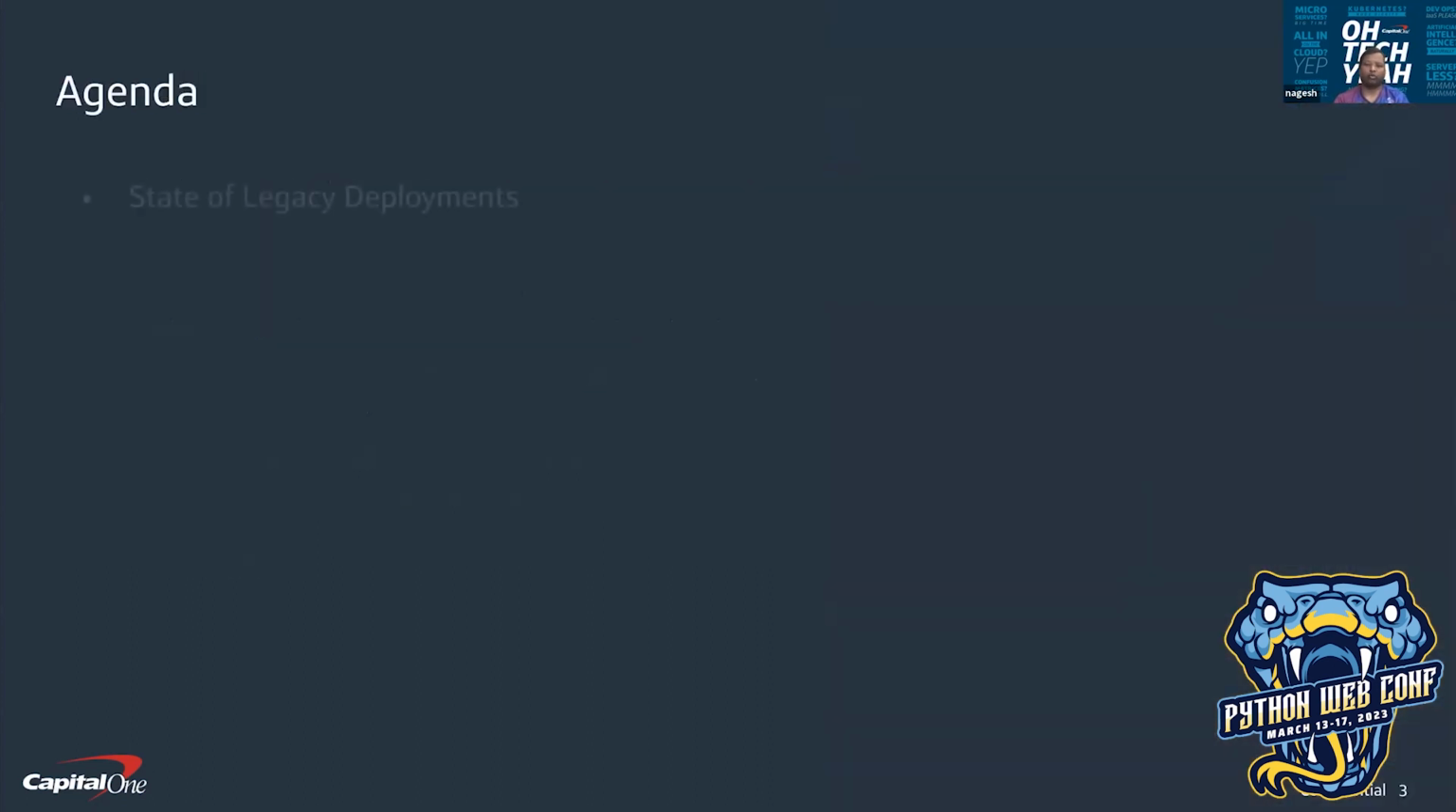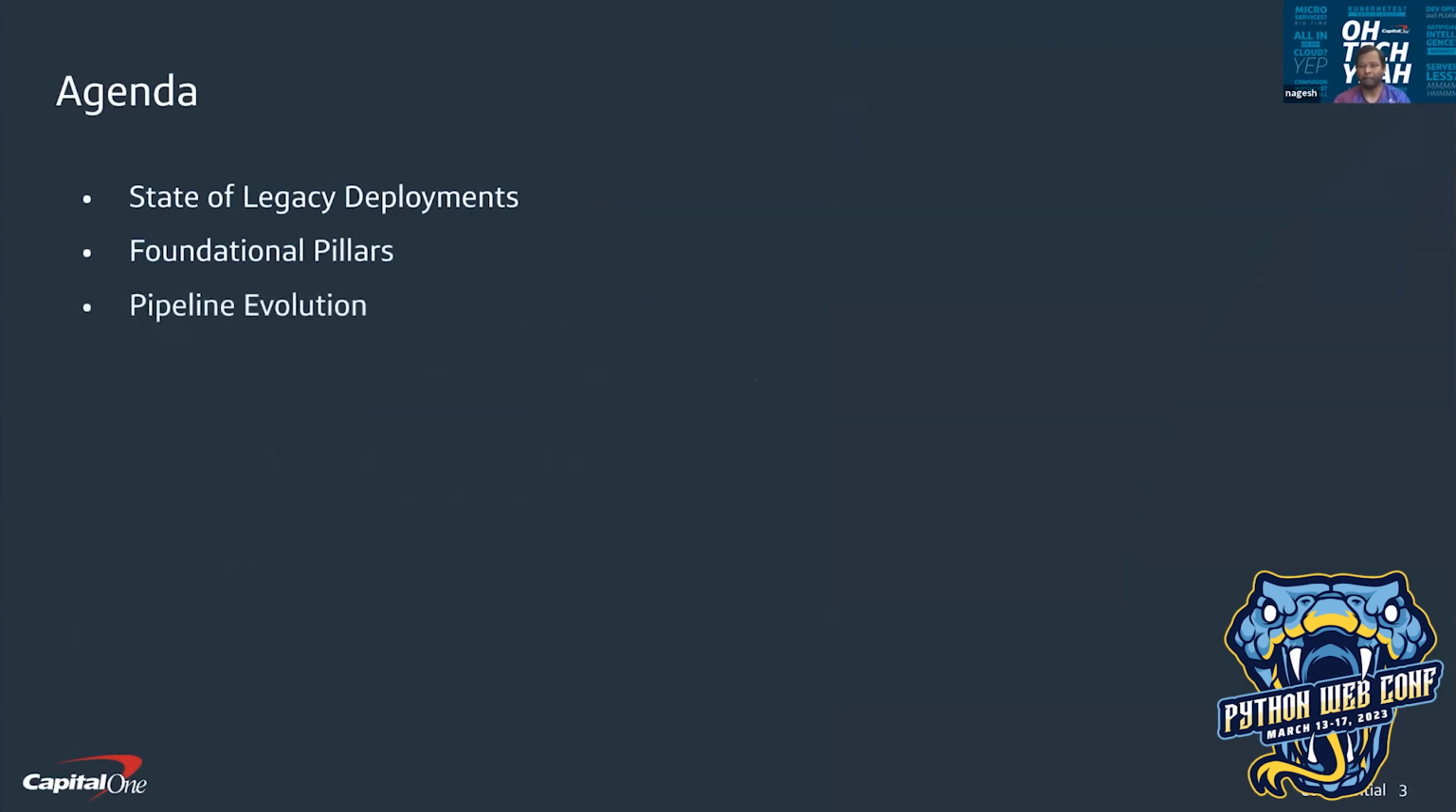Today's agenda, we are going to discuss the state of legacy deployments, our evolution during the last decade. We'll be discussing the foundation pillars, and then the pipeline evolution at CapitalOne. We will also discuss the standardizations across the enterprise that we have made that helped us to build a robust pipeline, and the kind of practices that we follow. We will quickly talk about shifting left and the practices that we implemented as part of our pipeline journey. And finally, we leave the floor for questions and answers.